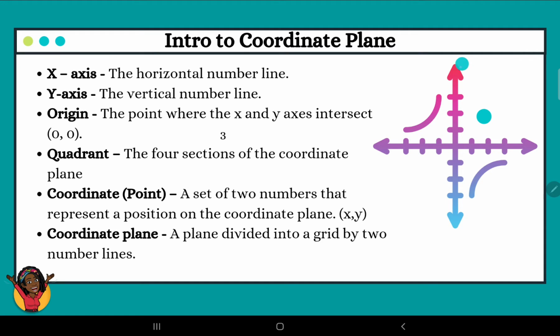y-axis, the vertical number line; the origin, the point where the x and y axes intersect; quadrant, the four sections of the coordinate plane; coordinate point, a set of two numbers that represent a position on the coordinate plane, x and y; coordinate plane, the plane divided into a grid by two number lines. So this whole thing is considered a coordinate plane.